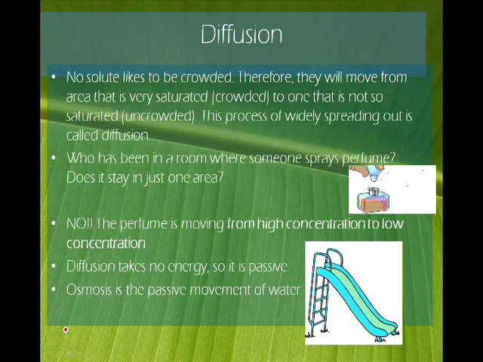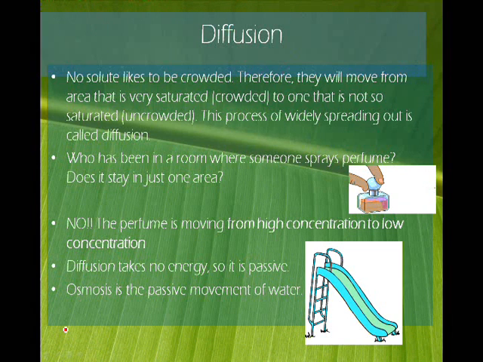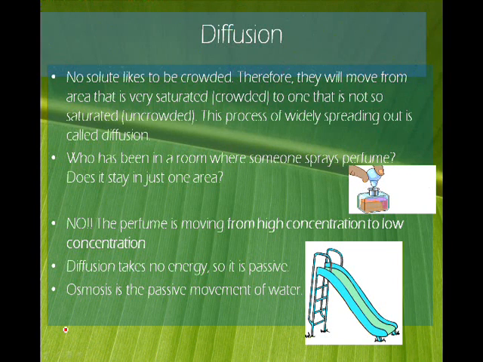I'm sure that you have been in a classroom where someone's sprayed perfume. And you might not smell it at first because it was over in the corner, but the perfume will spread out throughout the classroom. And pretty soon you'll be able to smell that perfume throughout the whole room, even though they only sprayed it over in one corner. That is diffusion. The perfume is moving from a high concentration, where it was sprayed, to a low concentration, which is the rest of the classroom. This doesn't take any energy, it's just the natural way in which molecules move.